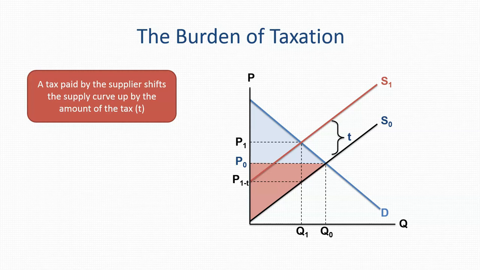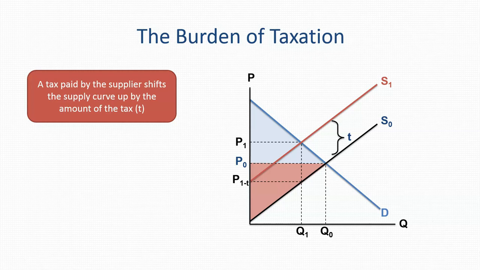Now, before we move on, let's look at these blue and red shadings. As we've seen previously, the blue triangle here represents the consumer surplus that was being enjoyed by consumers prior to this tax at a price of P sub 0, and the red then represents the producer surplus prior to the tax at a price of P0.